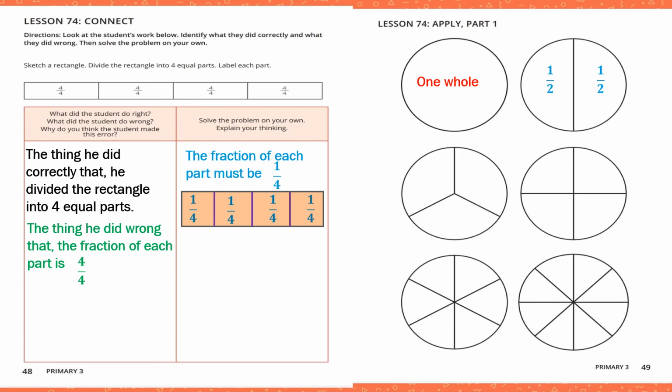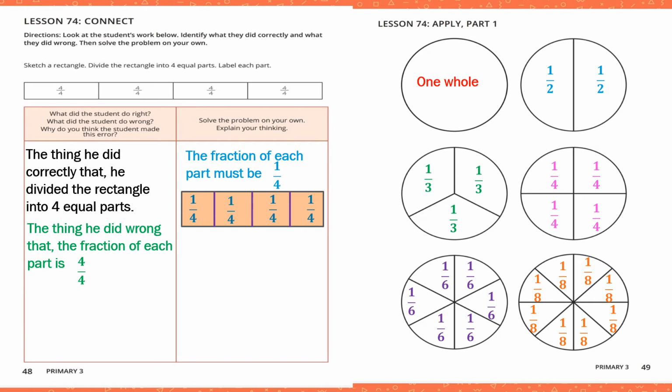The next circle is divided into 3 equal parts. Each part will be 1 over 3. And the next one, 4 equal parts. So each part will be 1 over 4. The next one, 6 parts. So each part will be 1 over 6. The last one, 8 parts. Each part will be 1 over 8, or 1/8.